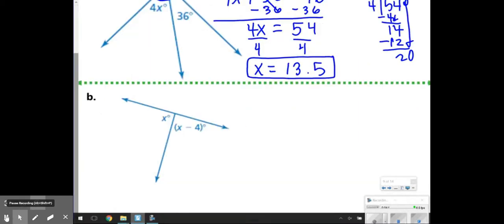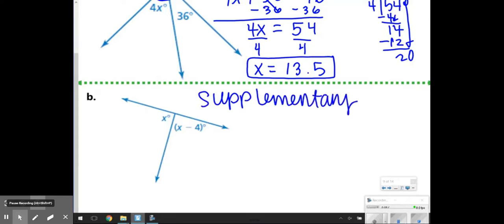Supplementary angle. Remember, supplementary angles look like a straight angle, and they should be equal to 180 degrees. So I'm going to write a true statement about this. x plus x minus 4 equals 180 degrees.